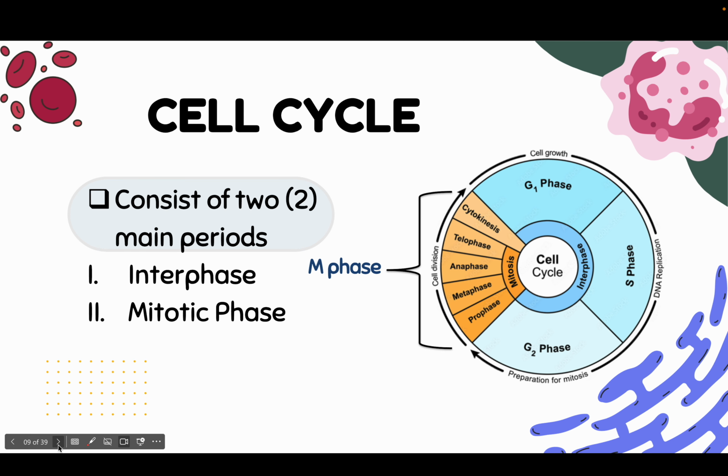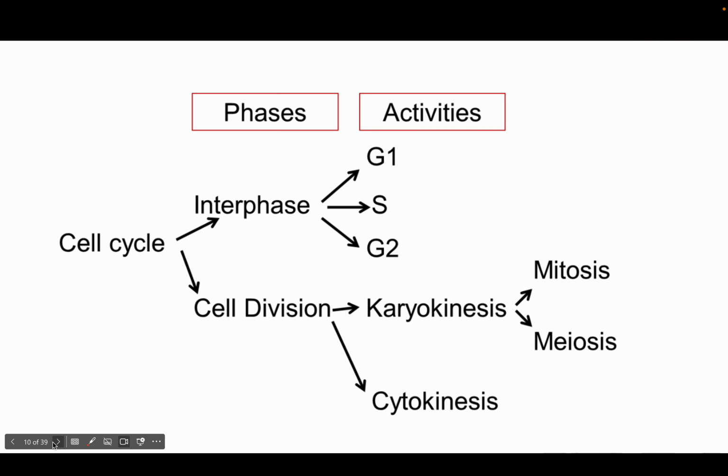Okay, so we mentioned this already, the interphase and the mitotic phase as the main periods or stages of the cell cycle. This one is a good summary diagram connecting the steps or the key stages, during interphase and mitotic division, or rather cell division proper.